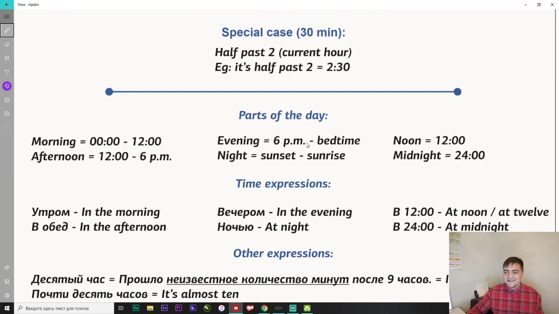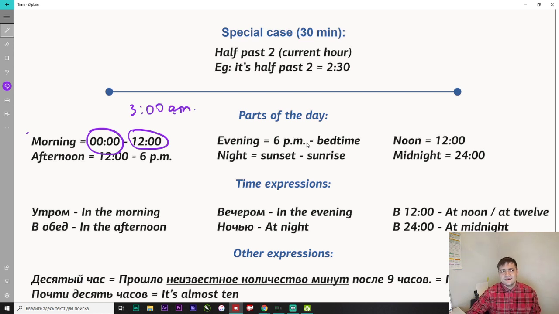Well, let's see. First, morning. Morning is from midnight. This is called midnight. Morning is from midnight till midday. This is called midday. Полночь, полдень, right? Or sometimes you can say noon, okay? That's also possible.